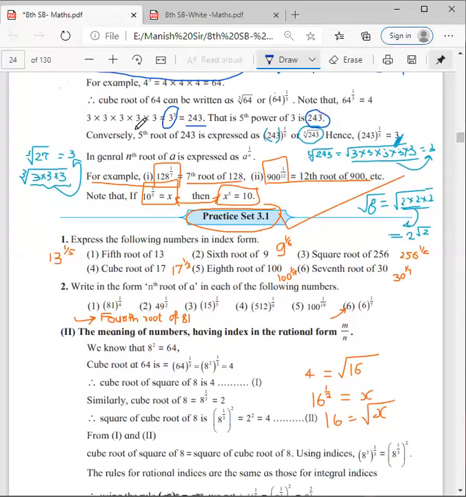Conversely, the fifth root of 243 is expressed as, see this, if you want to express it in index form, you can write in this way. You all can check.